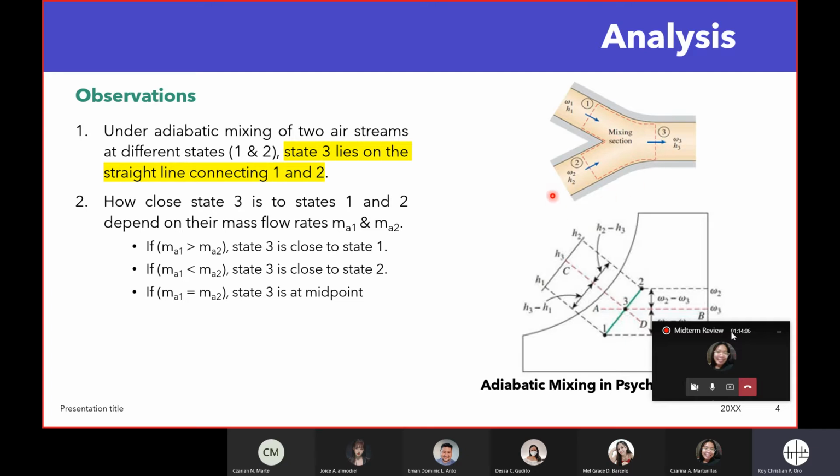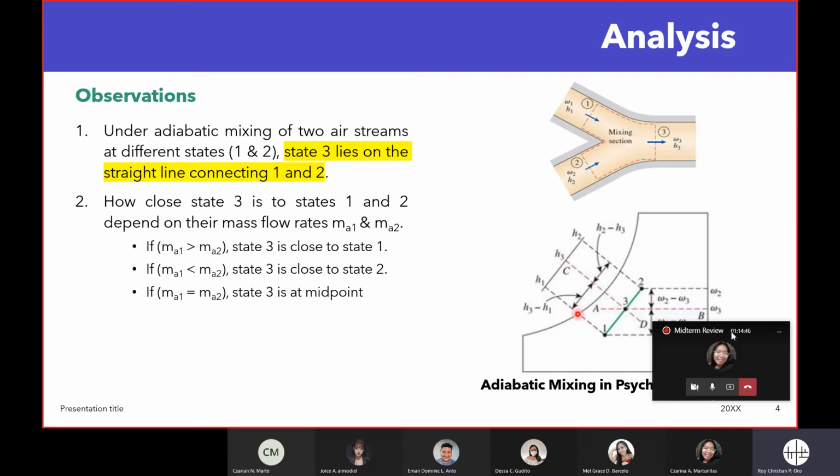Generally, you will know the properties of the inputs, state 1 and state 2, but the properties of state 3 are unknown. If we plot it, you can see that here is state 1 and here is state 2. And as you can see, state 3 is found on the same line that connects 1 and 2. So that's the first observation: under adiabatic mixing of two air streams at different states, namely 1 and 2, state 3, or the output, lies on the straight line connecting 1 and 2.